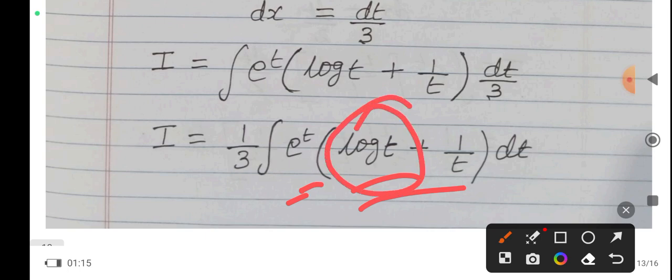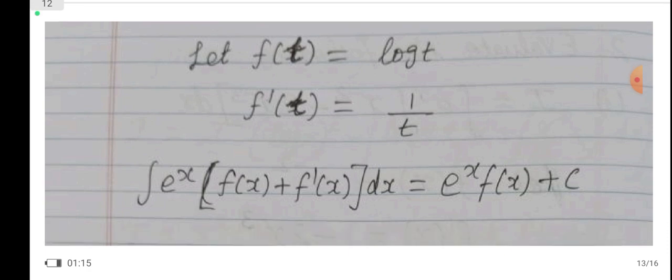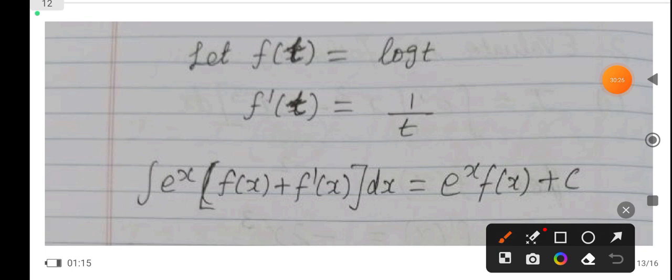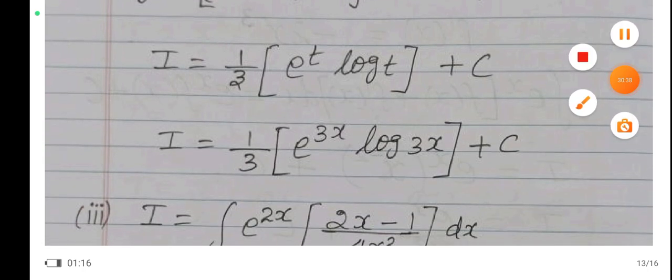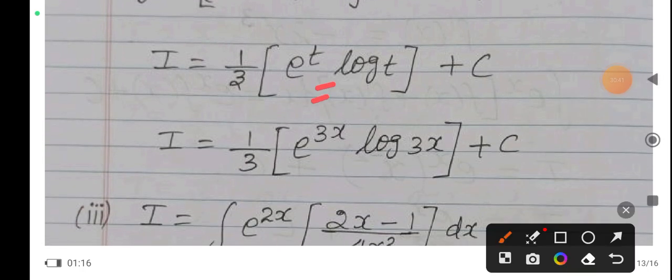So log x we consider as f of x. F of x is log x, and its differentiation is 1 by x. So directly we can apply the formula: integral e power x, f of x plus f dash of x dx, equals e power x f of x plus c. This time not x: f of t is log t, and f dash of t is 1 by t. So e power x in that place is e power t, with 1 by 3 already outside, and f of t is log t. Children, as we already said, we should not stop here. We should apply the value of t. So the answer is 1 by 3 e power 3x log 3x plus c.